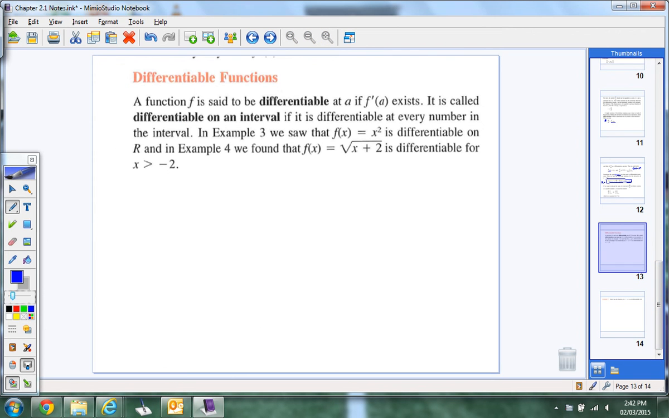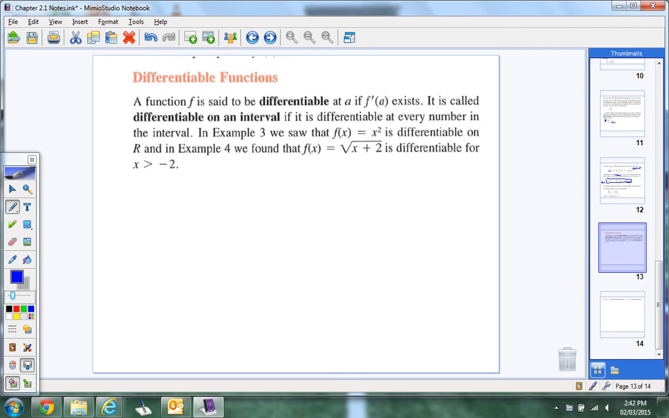Okay, differentiable functions. A function f is said to be differentiable at a if f prime of a exists. So you can differentiate, take the derivative, if there is such a thing as an f prime of a. It is called differentiable on an interval if it's differentiable at every number in the interval.